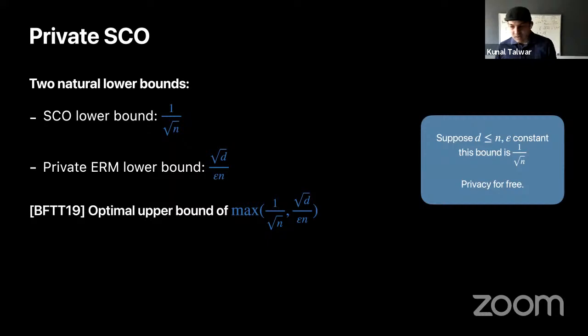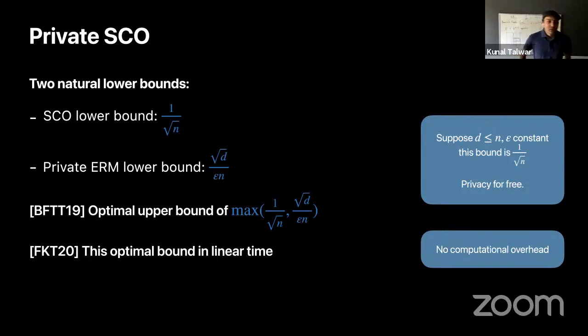What that's saying is that privacy is essentially free. I didn't pay any price for ensuring differential privacy. I'm doing as well as I would have done just under the statistical constraint. And what I'll talk about today, which is what we showed in this work with Vitaly Feldman and Tomer Koren, is that not only is this bound achievable, it's actually achievable in linear time. So there's no computational overhead either. So both in terms of the runtime of the algorithm, as well as the excess risk, under the assumption that d is at most n, privacy is really free for this question. Again, up to constants. Cool. Any questions so far?